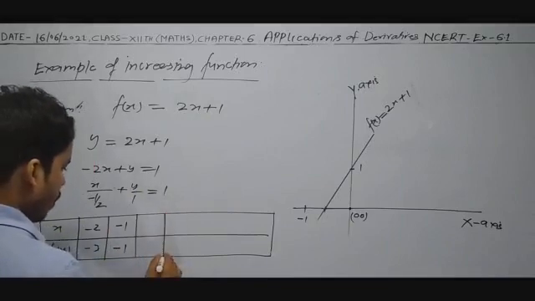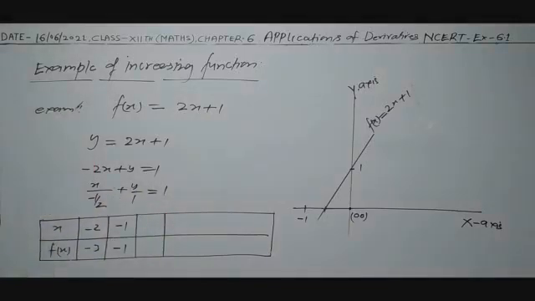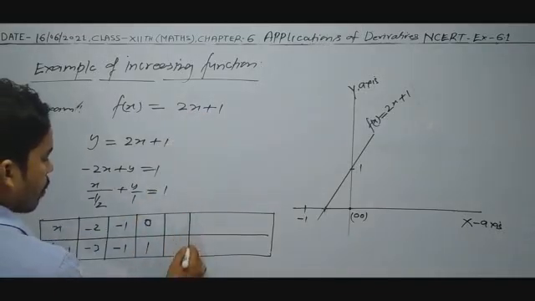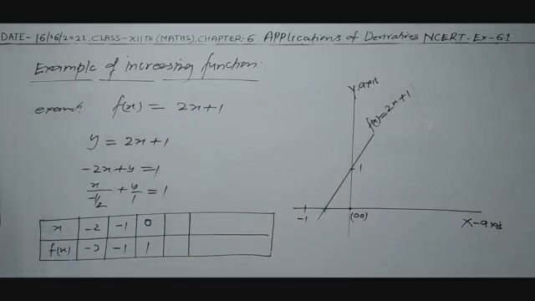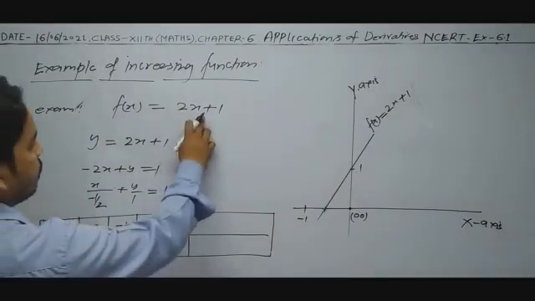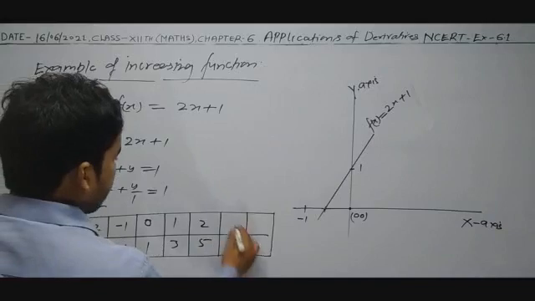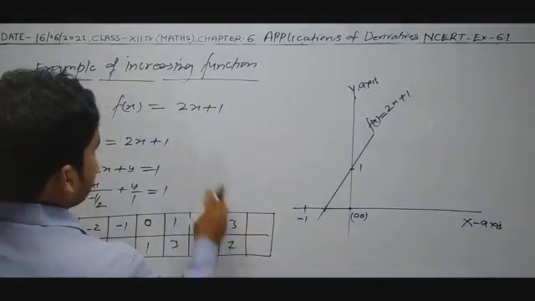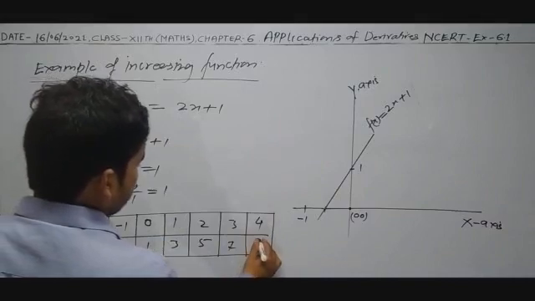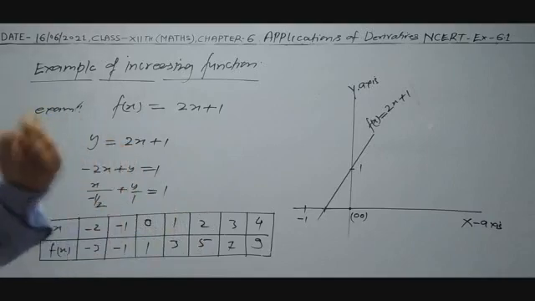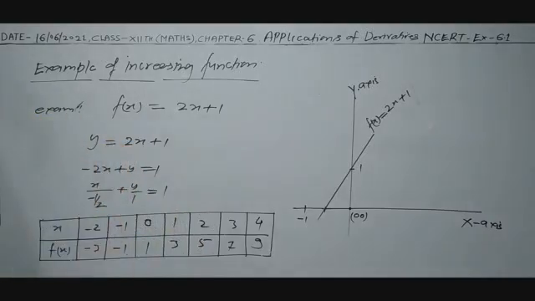Similarly, suppose 0, then at the place of x you put 0, then you get result 1. Now suppose 1, you will get 3, 2 you will get 5, 3 you will get 7, 4 you will get 9. So as x increases, the value of f(x) also increases. So the function is strictly increasing.